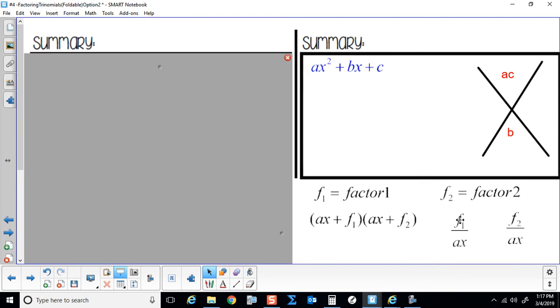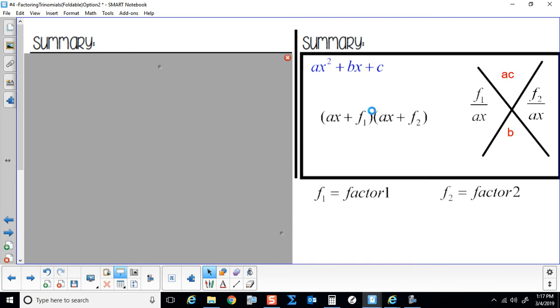And then we're going to divide those by ax. So factor 1 divided by ax and factor 2 divided by ax. And then we'll write our factors. We'll take ax plus f1 and ax plus f2.